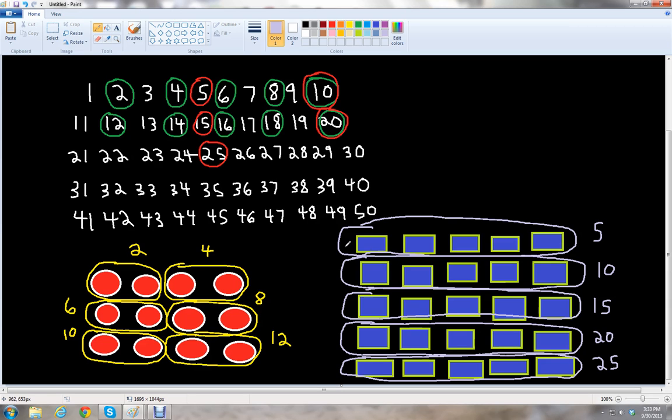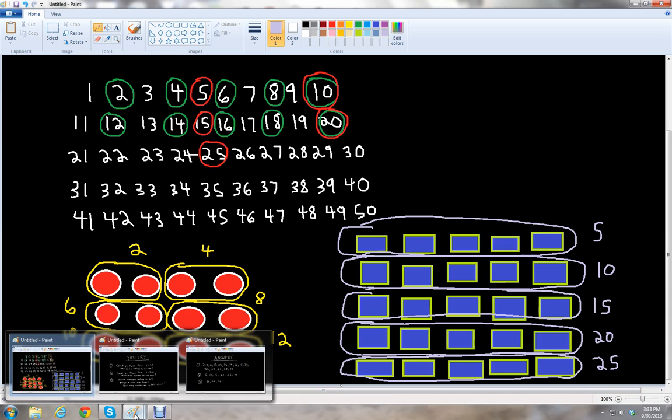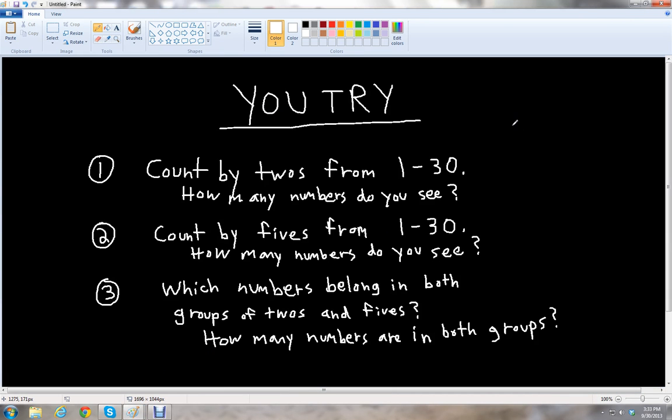Okay, so let's look at some problems that you can try on your own. So we have 3 problems, and the first one asks you to count by twos from 1 to 30. And after you count by the twos from 1 to 30, I want to ask you, how many numbers do you see when you do the twos from 1 to 30?